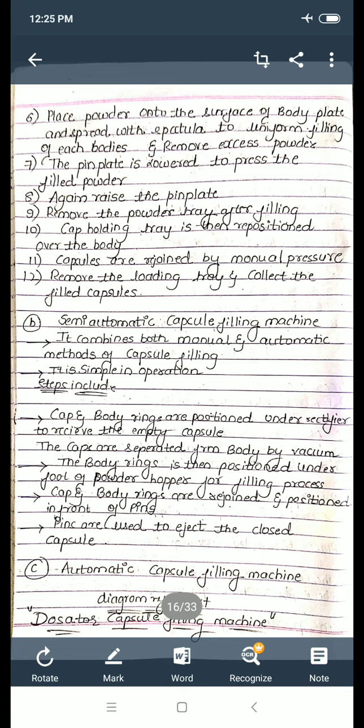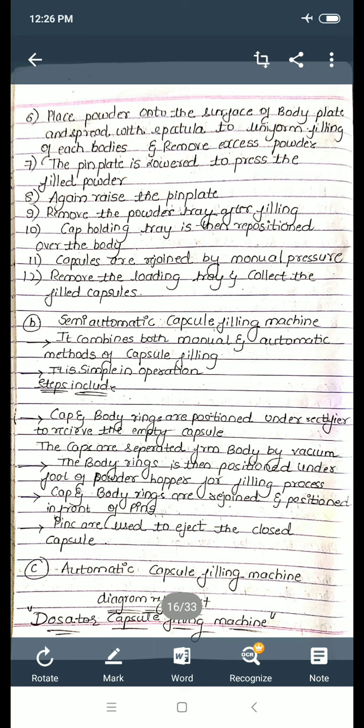So the steps here include, here the cap and the body rings are positioned under a rectifier to receive the empty capsules, and the caps are separated from the body by vacuum, and the body rings is then positioned under foot of the powder hopper for filling the process, and the cap and the body rings are rejoined and positioned in front of the pins. So pins are used to eject the closed capsule. So it is a semi-automatic capsule filling machine.